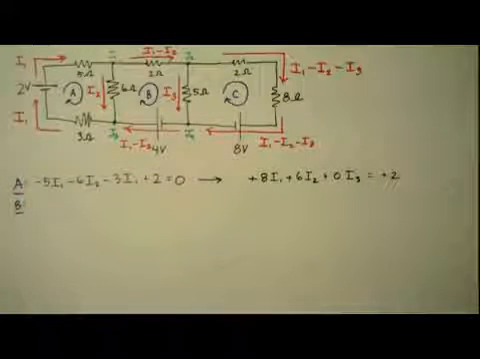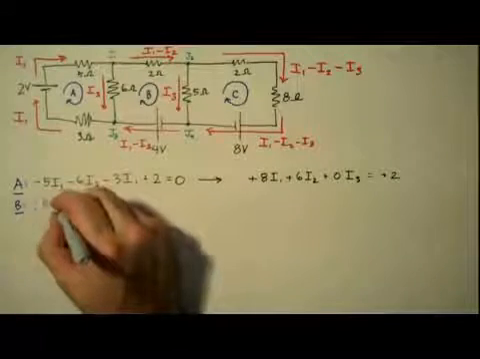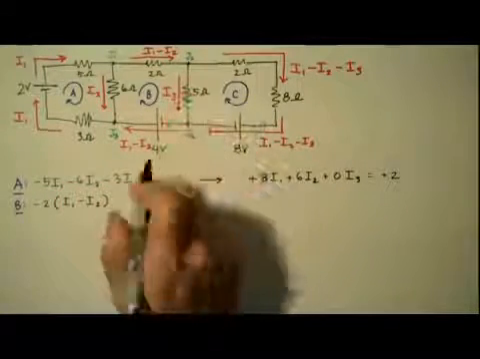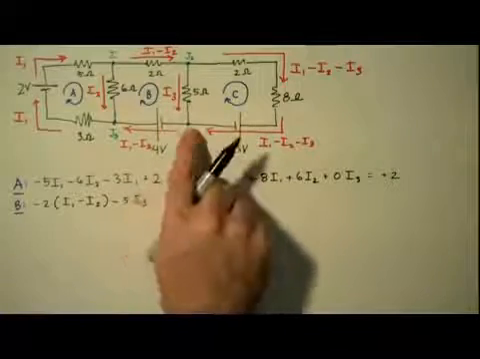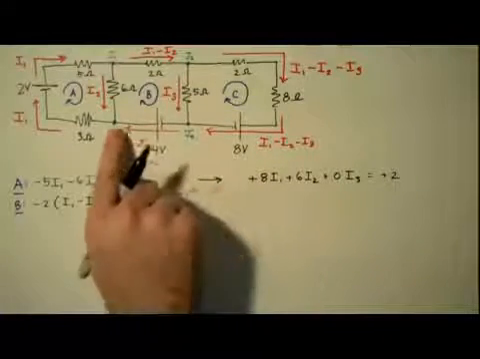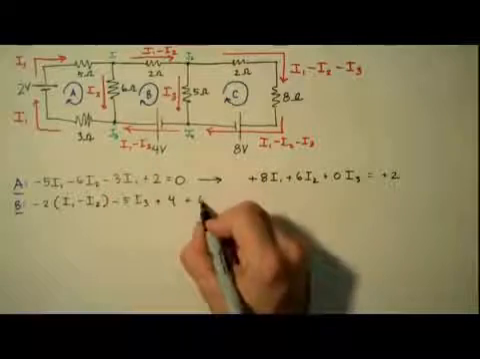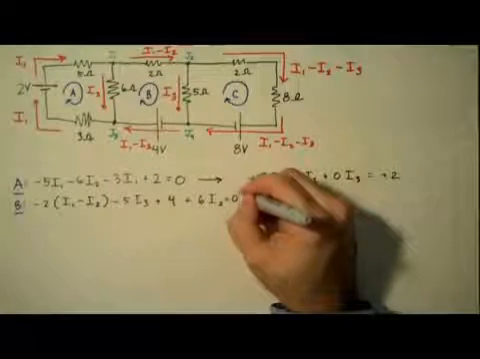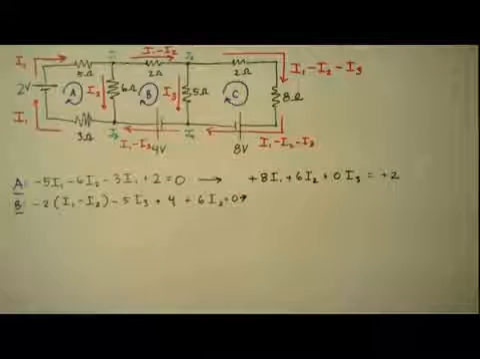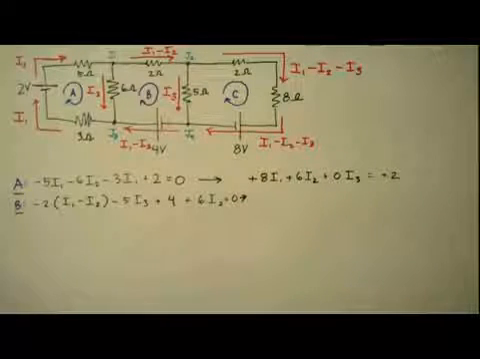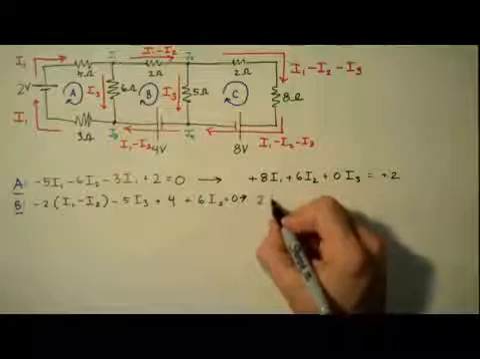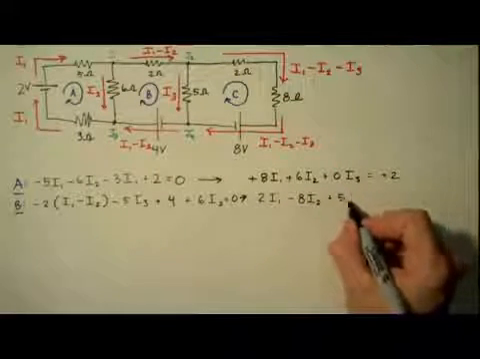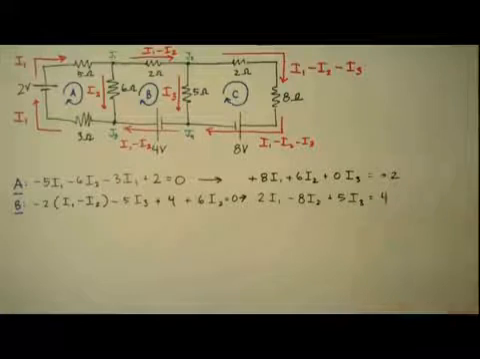Okay, for loop B we have minus 2 times I1 minus I2, the current there, minus 5I3 plus 4 plus, because we're going against the current, 6I2 equals 0. And to simplify, we'll distribute, combine like terms, and multiply through by negative 1. When we do, we get 2I1 minus 8I2 plus 5I3 equals 4.